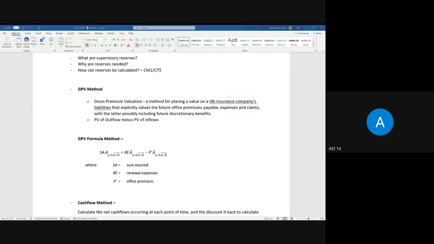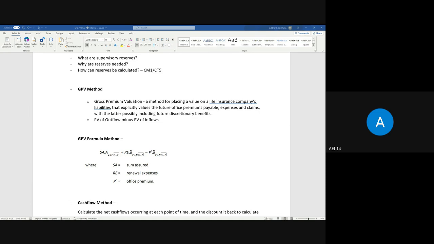So if you think about it, what we discussed at the very beginning was that if a padded set of assumptions is not being used, you would expect this equation to give a negative number, because your PV of inflows should exceed your PV of outflows. But because we are using a padded set of assumptions, a more prudent valuation basis, your PV of outflows should be greater than the PV of inflows in order for the contract to be non-onerous or profitable, and hence you get a positive reserve amount out of this equation.